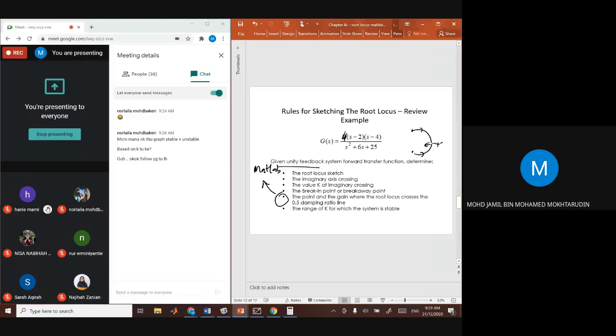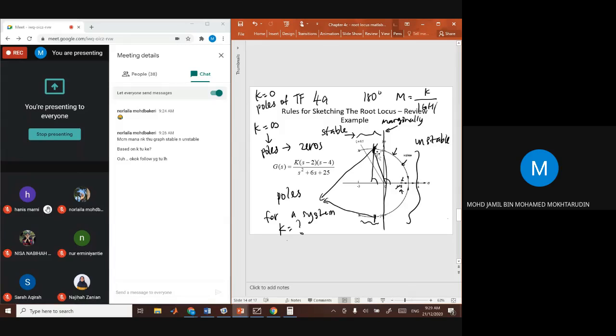Okay, so tujuan buat root locus ni, kita nak tengok system stability without finding the range of K lah basically. So dari root locus ni kita boleh nampak dah kat mana sistem tu stable, kat mana dia unstable. And then from there maybe we can determine what is the value of K.